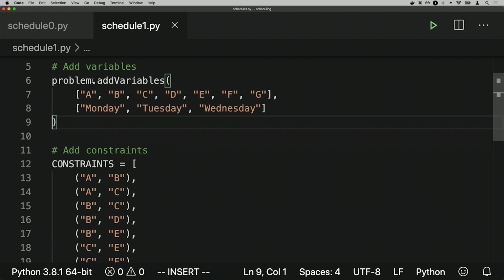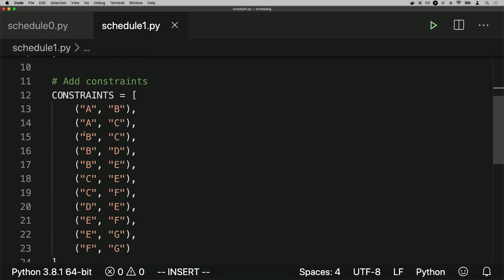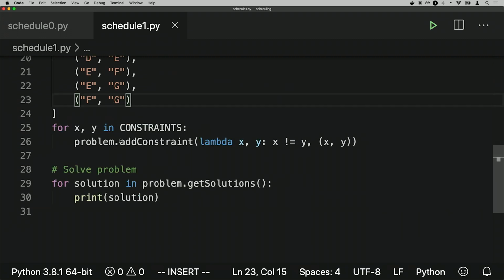So here, I create a new problem, add variables to it with particular domains. I add a whole bunch of these individual constraints where I call add constraint and pass in a function describing what the constraint is. And the constraint basically says it's a function that takes two variables, x and y, and makes sure that x is not equal to y, enforcing the idea that these two classes cannot have exams on the same day. And then, for any constraint satisfaction problem, I can call getSolutions to get all the solutions to that problem. And then for each of those solutions, print out what that solution happens to be.